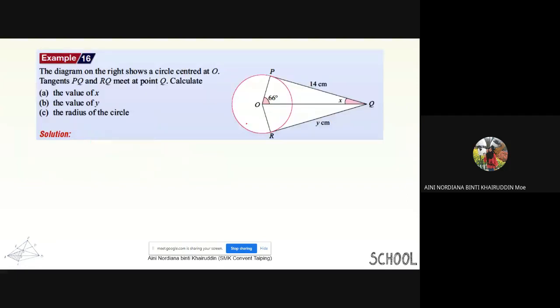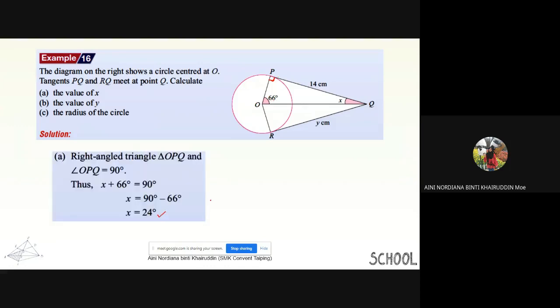Okay, have a look at this example. The diagram on the right shows circle center at O, tangent PQ and RQ meet at point Q. So calculate the value of X. Okay, you know that here is 90 degree. So to calculate X, 180 minus 90 minus 66.